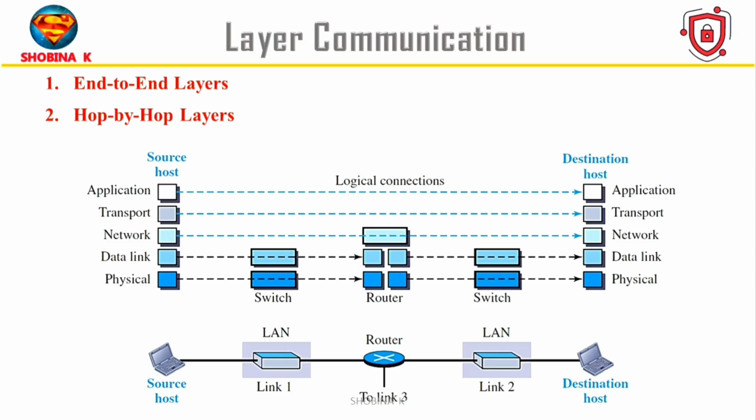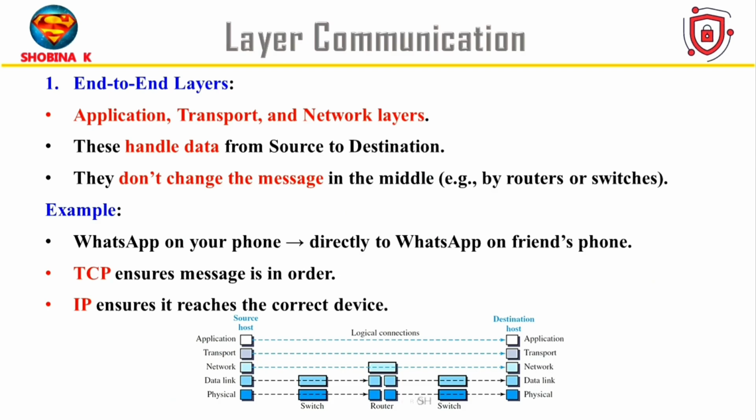In networking, we use two important concepts to explain this flow, which are end-to-end communication and hop-by-hop communication. First, end-to-end. It means the data travels logically from source host to destination host. The data is handled by the top three layers, which are application, transport, and network layer. Even though it passes through routers and switches, these middle devices don't touch the actual data created by the app. They just help to move it forward. So the app on computer A directly talks to the app on computer B. That's why we say end-to-end communication.